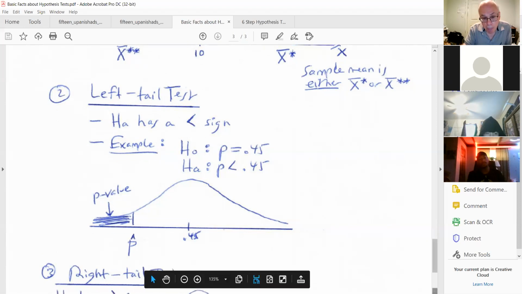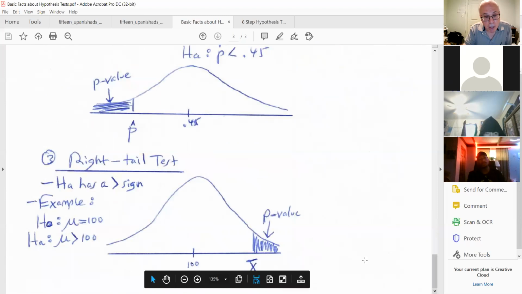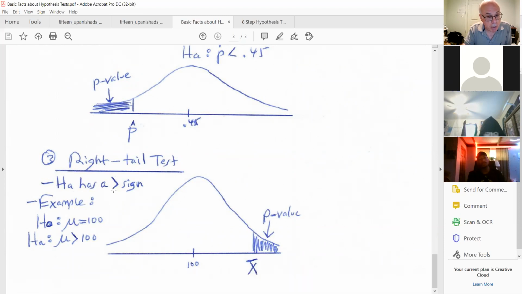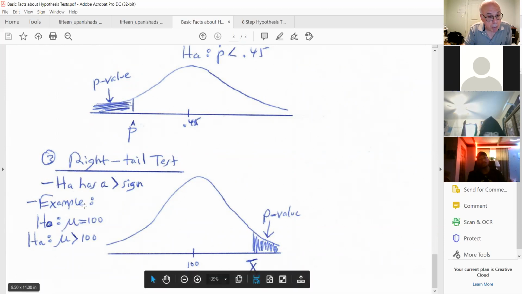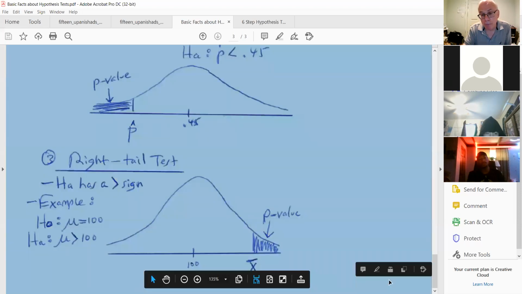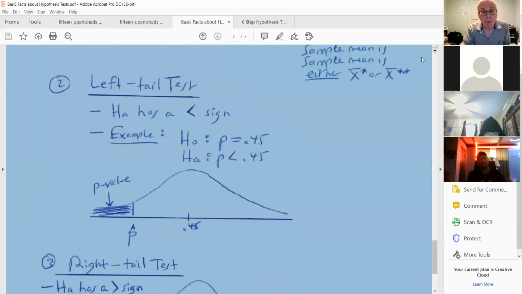And then the right tail test is where the alternative hypothesis has a greater than symbol. Again, here's an example here with a population mean. Notice the alternative hypothesis has greater than in it. And the p-value, therefore, would be the area to the right of the sample mean. And that's the 3 types of tests.